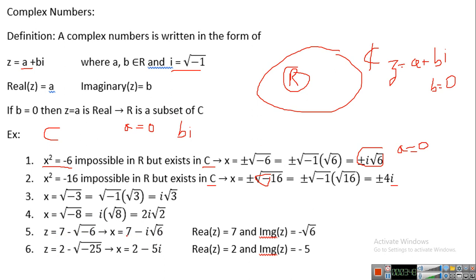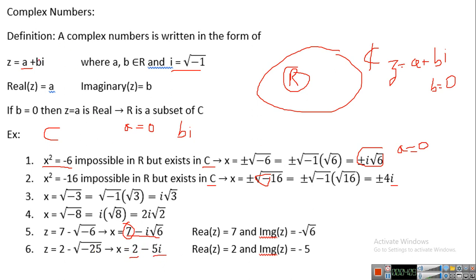so you have 7 minus i radical 6. This is not pure imaginary because I have the 7. So the real part of this complex number is 7, and the imaginary part is minus radical 6. And in the same example, radical minus 25: radical minus 1 is i, and radical 25 is 5. So this is the real part and this is the imaginary part.